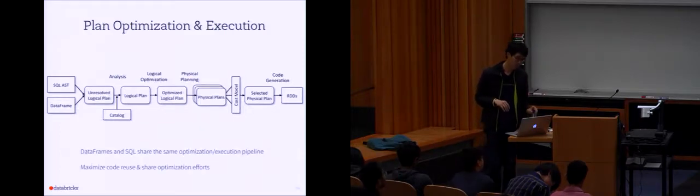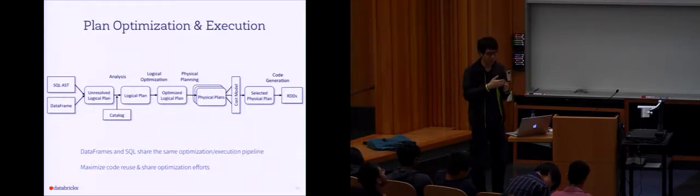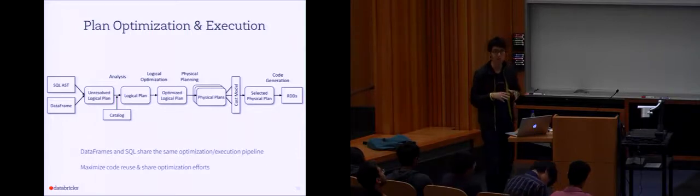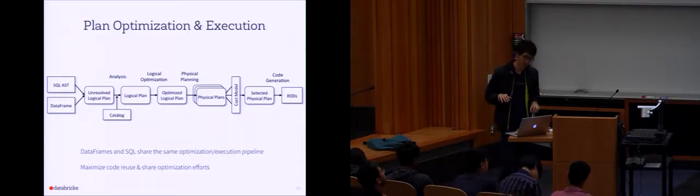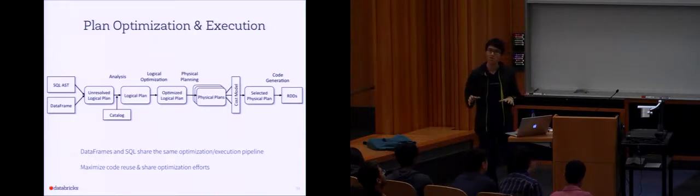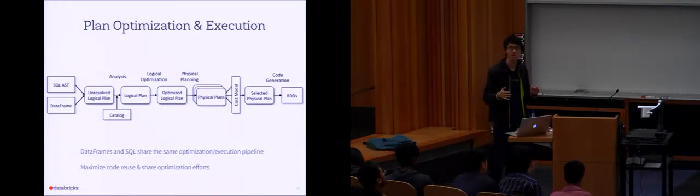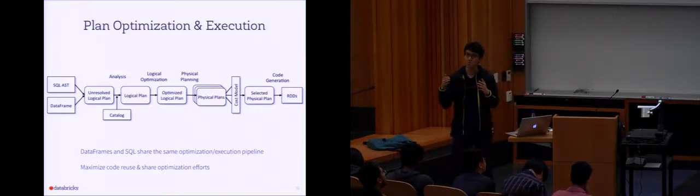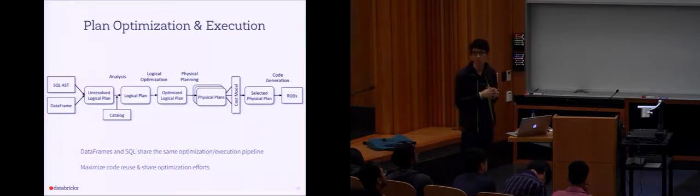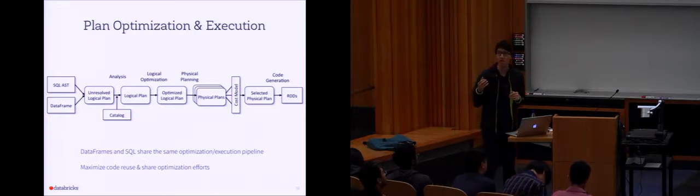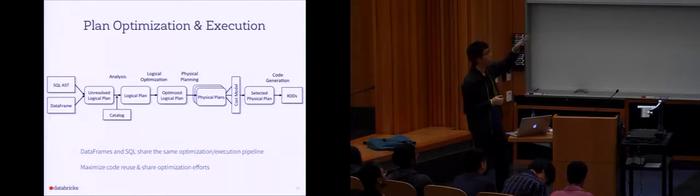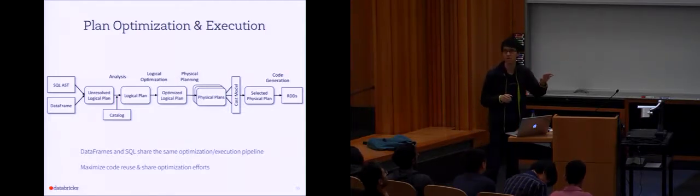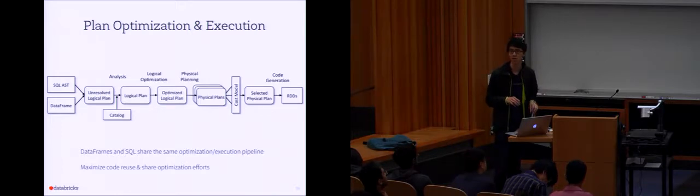And what data frames do is, I think, very interesting in the context of this class. It is actually SQL under the hood. What I mean by that is the way we designed the data frame API, the transformations, or the DSL, is essentially just constructing a logical plan under the hood. And once it constructs a logical plan, it runs through the whole execution engine that's identical to Spark SQL.